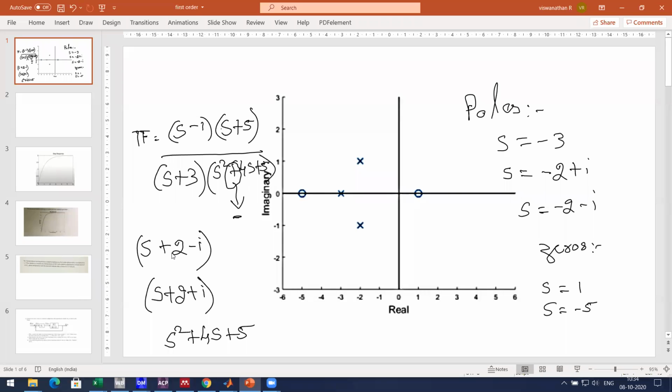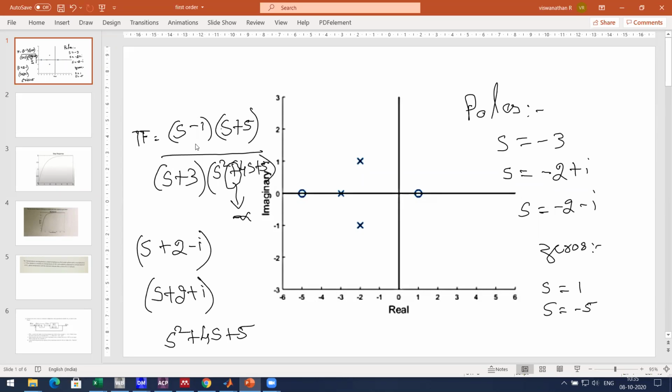See here, when you are taking S is equal to -2 plus I and you bring it to the left hand side, it is S plus 2 minus I. So this plus I becomes minus. And then this becomes S plus 2 plus I. Because both are minus, when it comes to the left hand side, both will become plus. So when you multiply S plus 2 minus I and S plus 2 plus I, you get S square plus 4S plus 5. Okay, not minus. This is wrong.